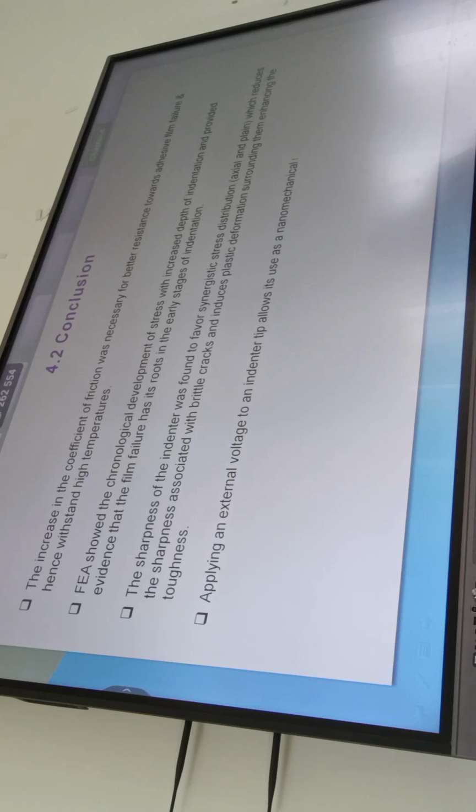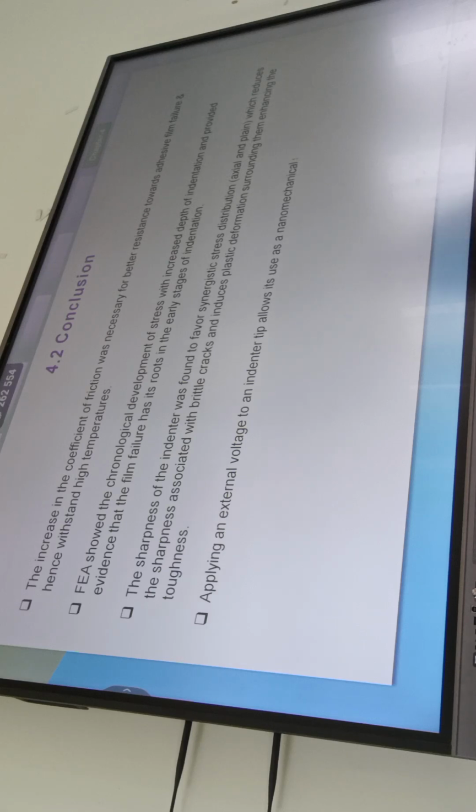And for the conclusion, the increase in coefficient of friction was necessary for better resistance towards the adhesive film failure and hence to withstand high temperature. Then FE showed the chronological development of stress with increased depth of indentation and provided evidence that the film failure has its root in the early stages of indentation. Then the sharpness of the indenter is also a crucial factor and was found to favor the synergetic stress distribution, which reduces the sharpness associated with the brittle crack and induces plastic deformation surrounding them, enhancing the toughness.